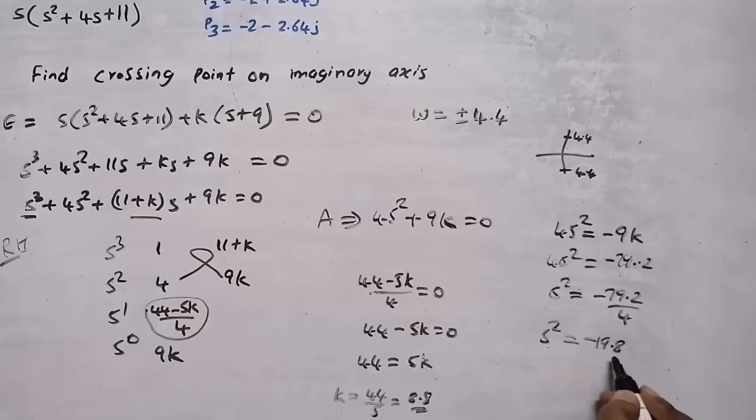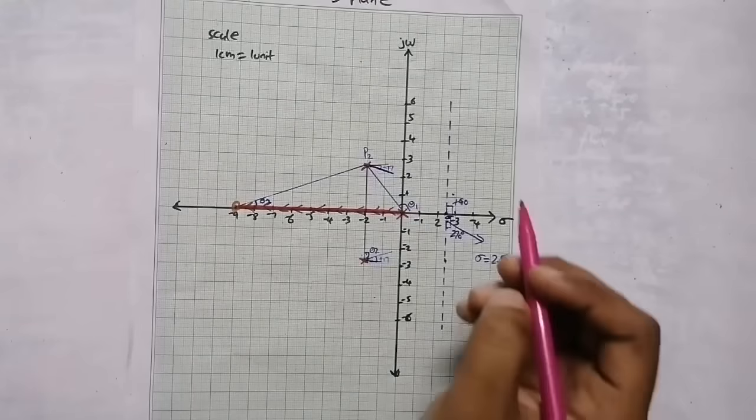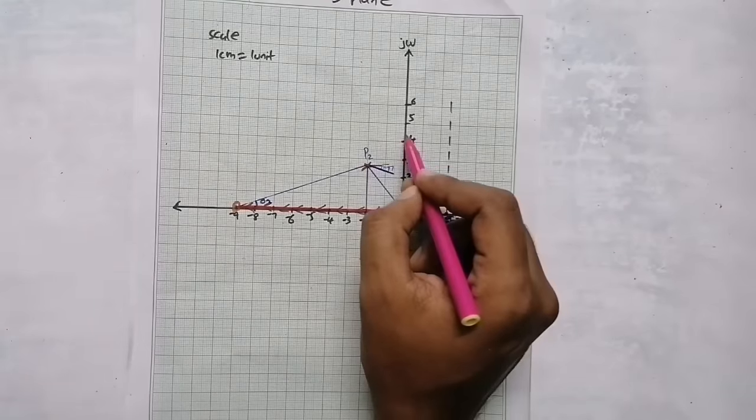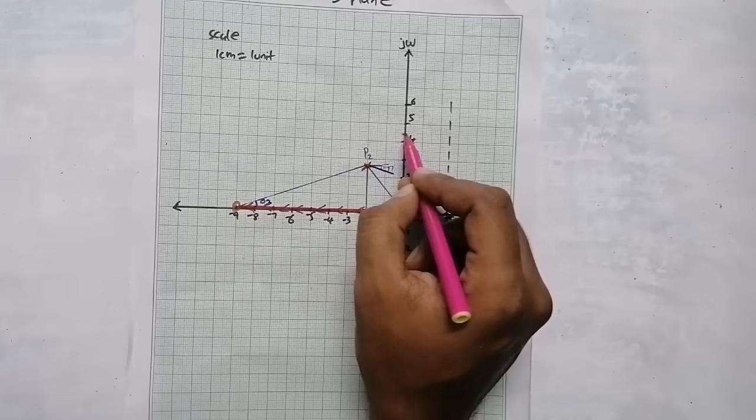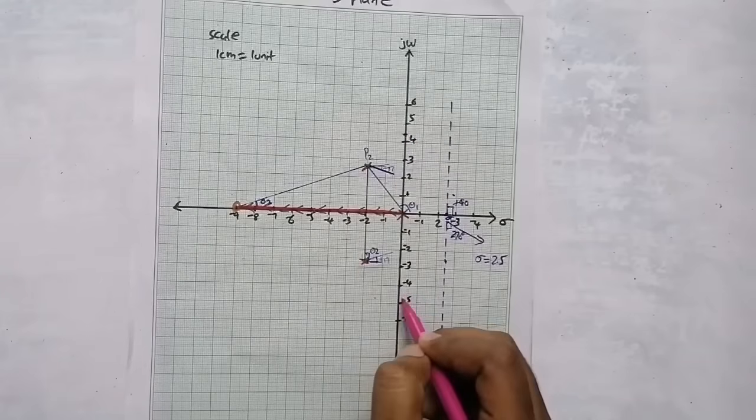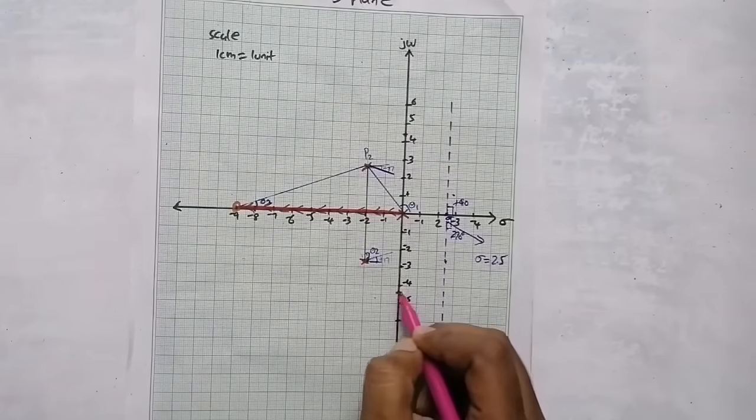So s square equal to minus 19.8. From this we will get s equal to root of minus 19.8. So root of a minus value, therefore j will come. Then plus or minus root of 19.8. Root of 19.8 is going to be plus or minus 4.4. Now we found the crossing point on the j omega axis, it is 4.4. This is 4, so 4.4 is here. Plus 4.4 is here, and minus 4.4 is here. So the root locus will cross the imaginary axis at this point.